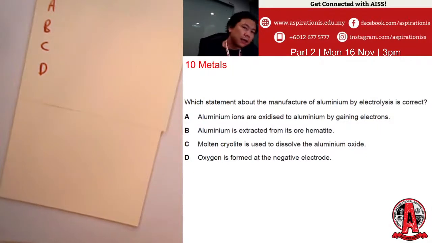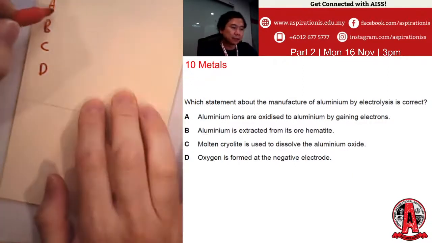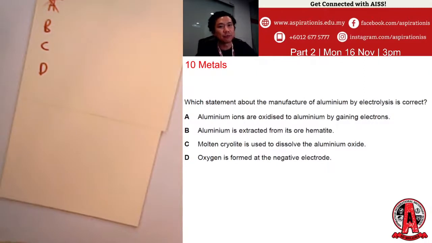Okay, A is absolutely wrong. You all are making me doubt myself. How can you be oxidized and you gain electrons, right? Because oxidation is loss of electrons. So A is absolutely 100% wrong. Okay? So the answer is C.